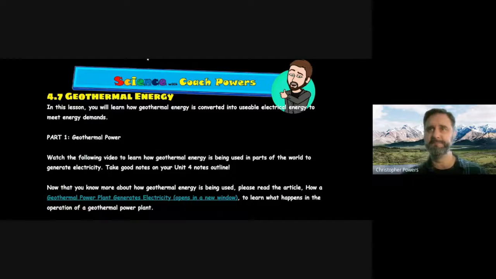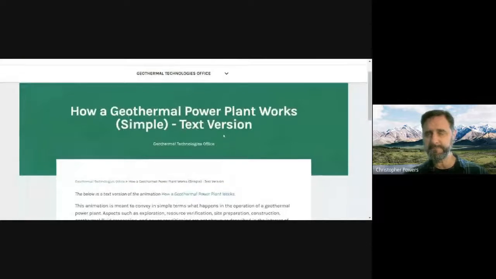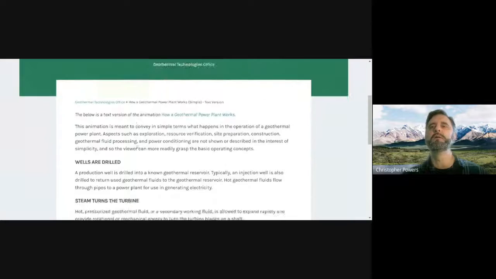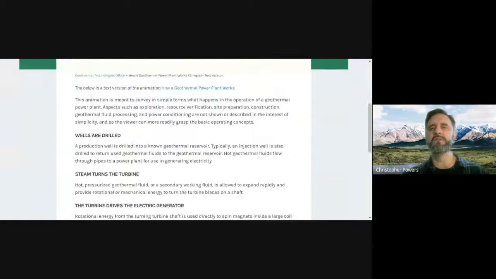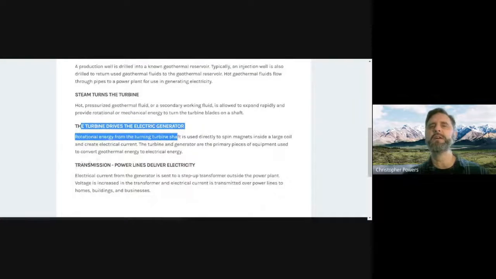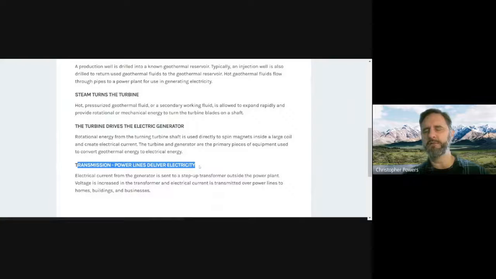Okay. Now, what does that look like? That's your article and the text version. This is where wells are drilled. It's kind of a step by step here. It's really nice how they do this. Steam turns the engine. The turbine drives the electrical generator. Transmission, the power lines, deliver electricity. So generating electron flow, basically.